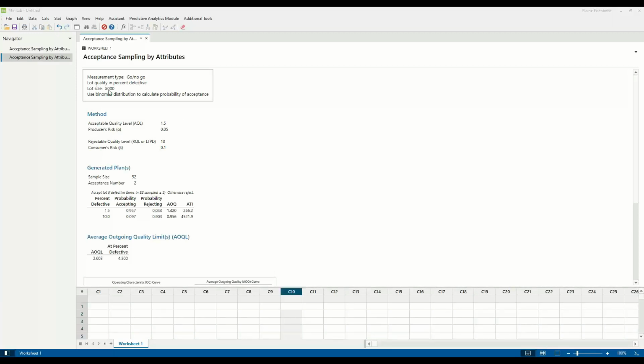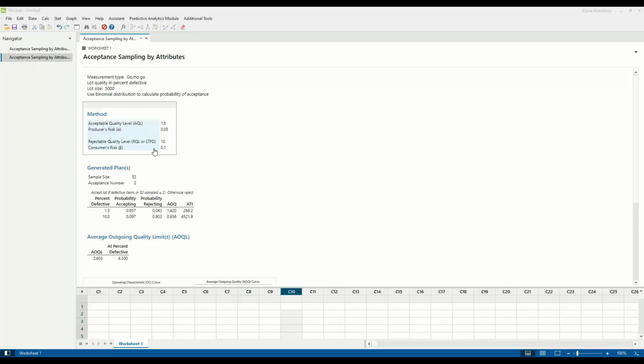All right, so we have the measurement type here, and then here's just the information we put in. It uses a binomial distribution to calculate the probability of acceptance. I'm not going to go into that today, but think of it like flipping a coin a lot of times. Heads, tails, but it's just go, no go. Yes, no. Some of these sampling plans use something called a hypergeometric, and that's when you sample without replacement. This one is going to be with replacement, right? Once we pull it from the sample, we're not looking at it again. Sometimes you'll sample things with replacement, and that's when you use the hypergeometric. So that's the difference. Minitab does this for you, so you don't have to know it, but it's just some information.